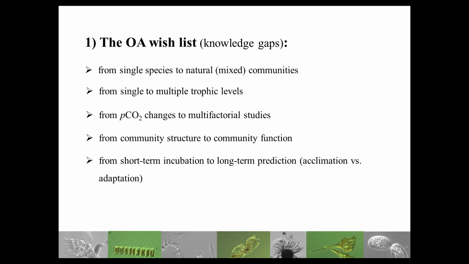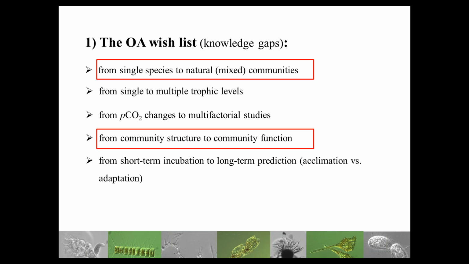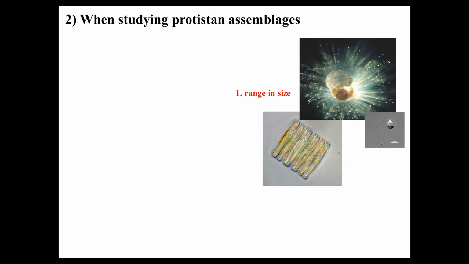So just to demonstrate where some of the difficulty comes in, or the complexity with persistent organisms, let me highlight these two wish list items: from single to mixed communities and from community structure to community function. When we study persistent assemblages, we typically look at organisms that are tremendously diverse, morphologically, but also in the range of sizes. So you have your little heterotrophic nanoflagellates, you have your diatom chain, and then you have something as huge as a foram or other sarcodines. So we're talking about organisms that encompass up to 4 orders of magnitude.